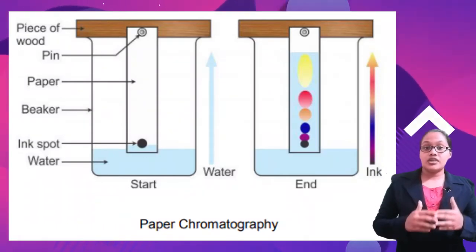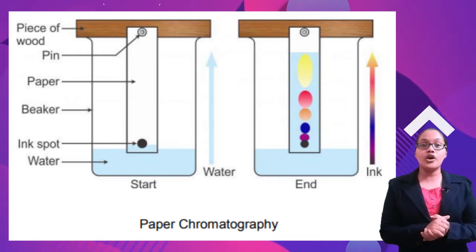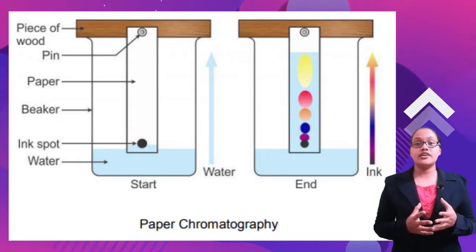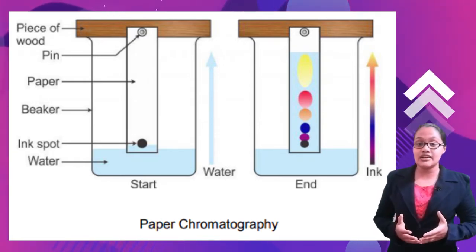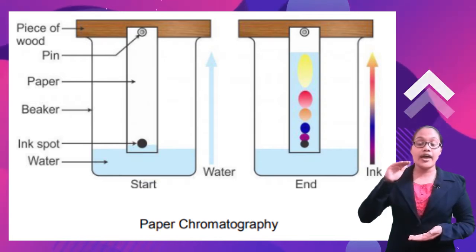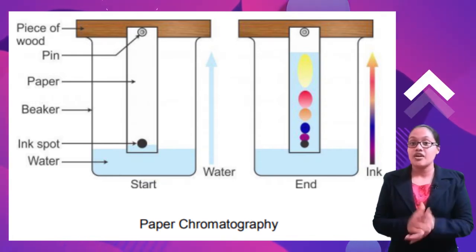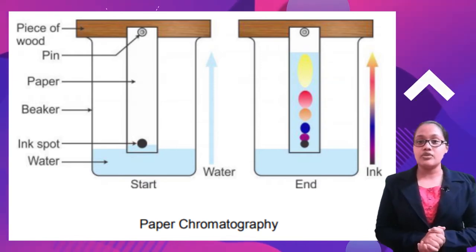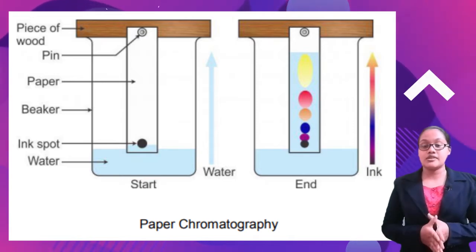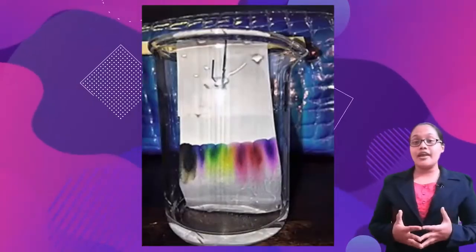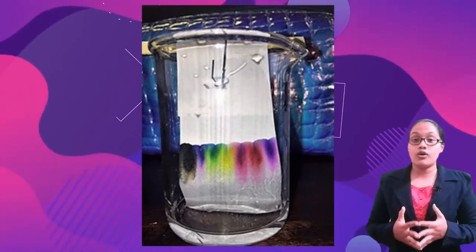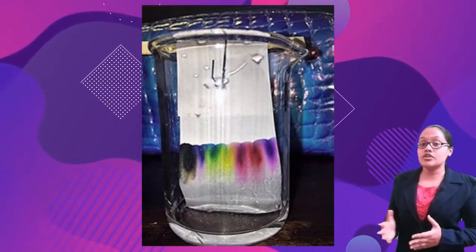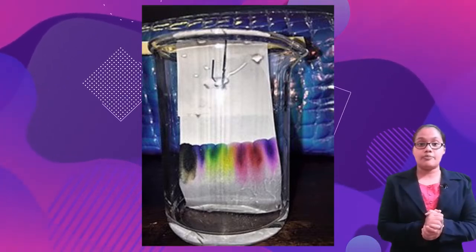As the water rises, the components of the dye which are more soluble in water will move faster, and they will occupy the higher positions on the filter paper, whereas the components of the dye which are less soluble in water occupy the bottom spaces. Thus, we can separate the components of the ink or dye, and finally we will have 3 or 4 spots on the filter paper.